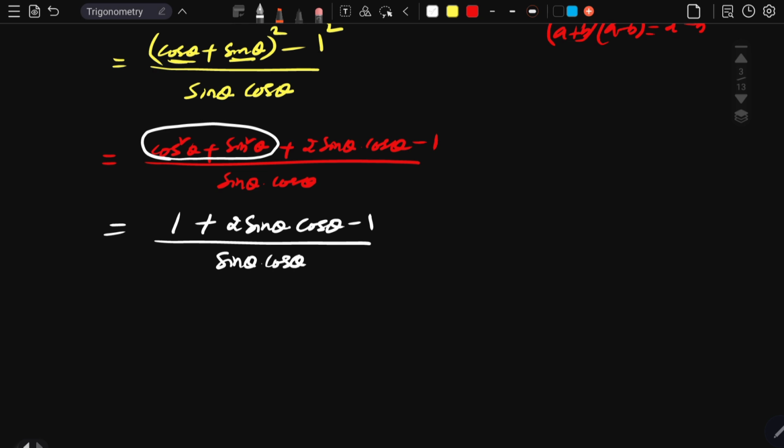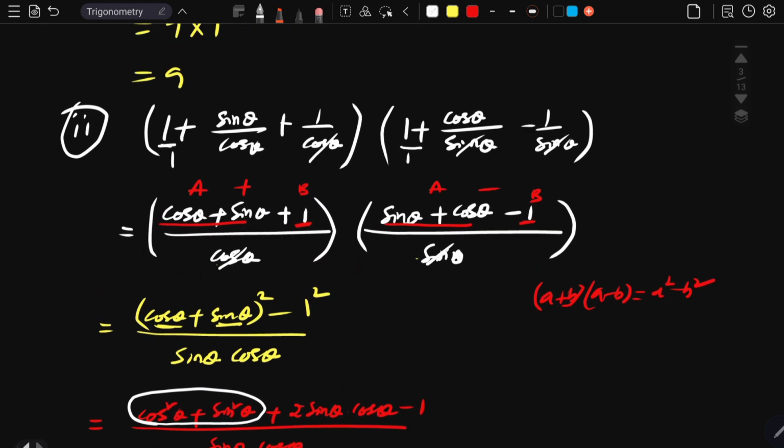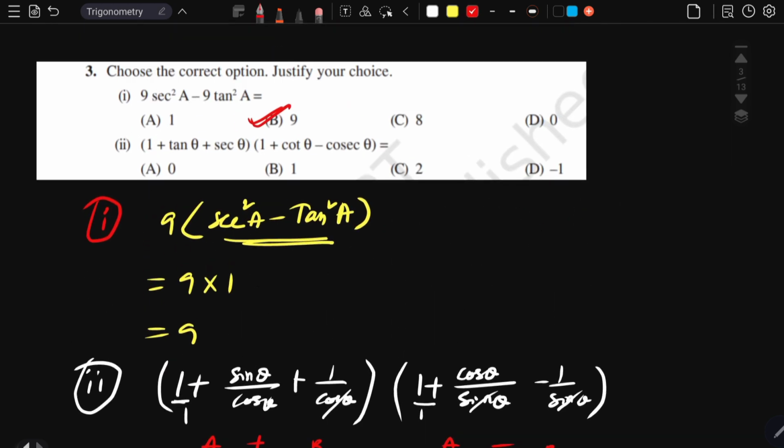Got it? Now here minus 1 plus 1 both cancel, and it becomes 2 into sin θ multiplied by cos θ, in the denominator sin θ multiplied by cos θ. Got it? And here sin θ cancels, cos θ cancels. So what is pending? Still we have a 2 pending. So therefore the answer is 2. Which option is correct? By checking the options, option C is absolutely the right answer.